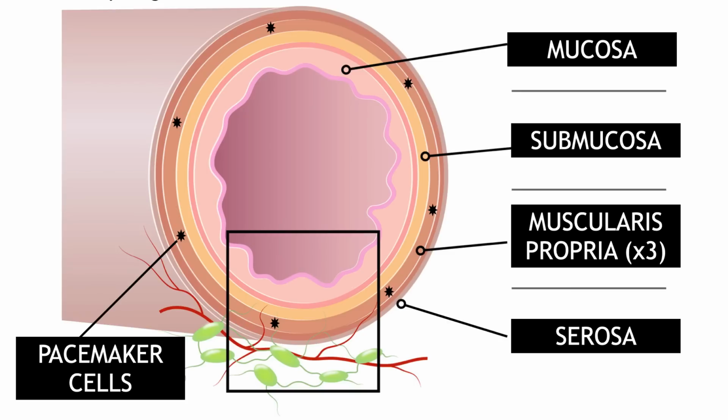So another reason why the muscularis propria layer is so specialized in the stomach is it contains pacemaker cells. So we know the heart has pacemaker cells and the stomach does as well. And these pacemaker cells are very important to stimulate GI motility.